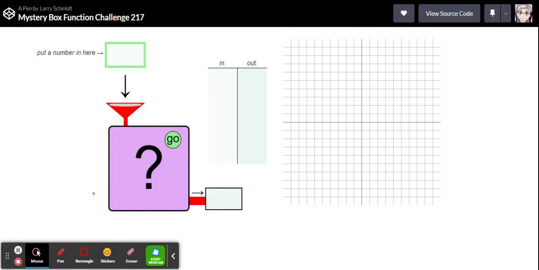In the purple box there is some mystery math and your challenge is to figure out what that is. You can use the link in the description to try this out, and when you think you've got an idea, come on back, see if we get the same thing.